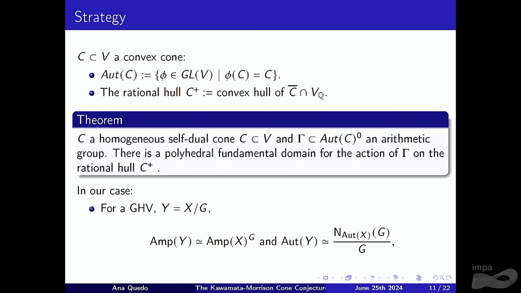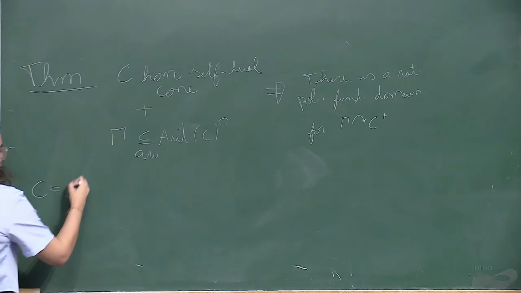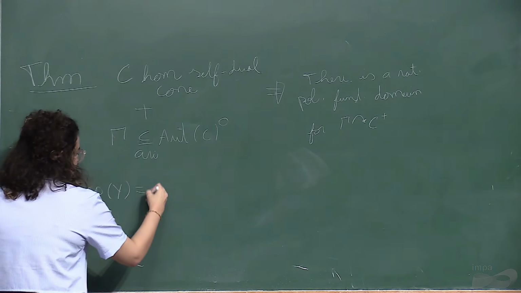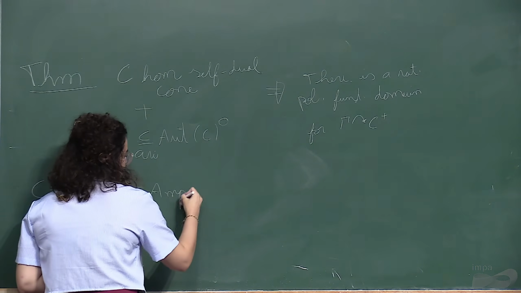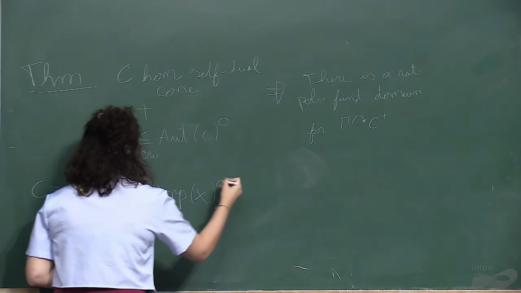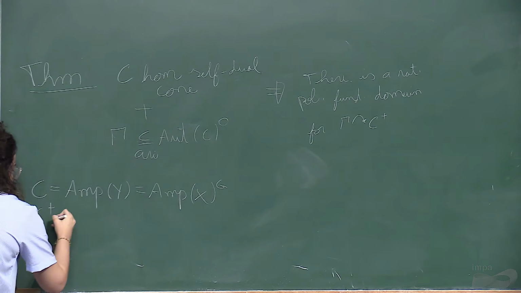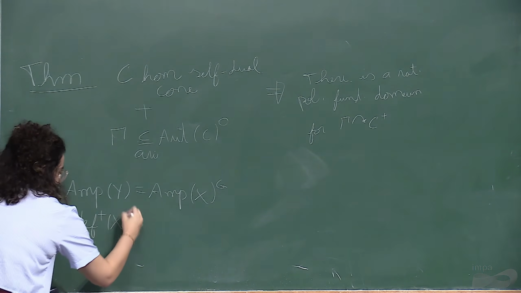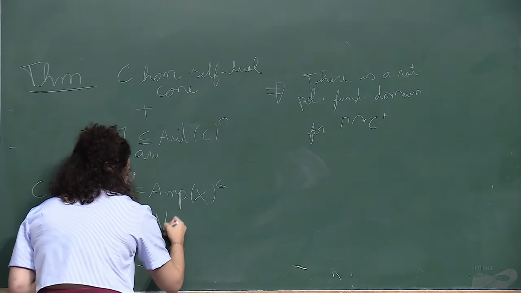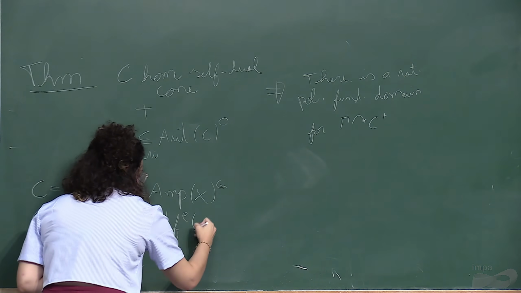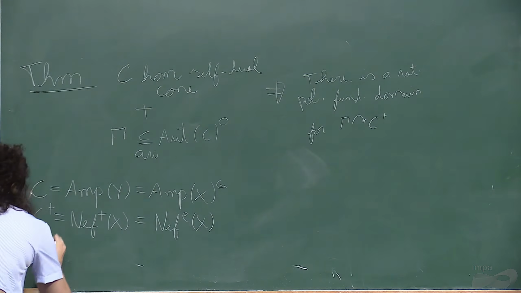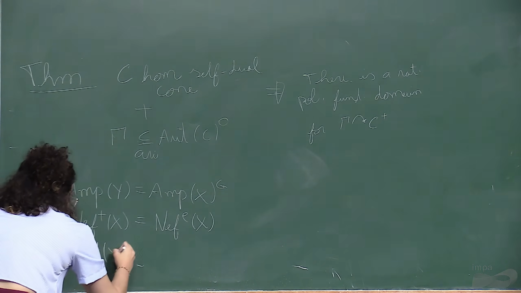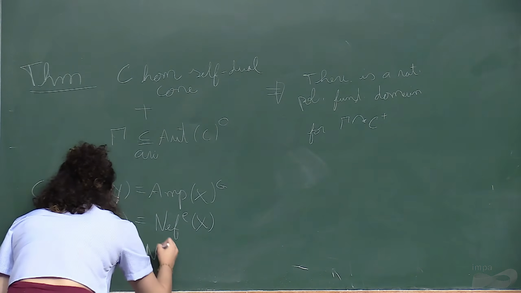And so, for us, our C will be ample Y, which is equal to ample G. Our C plus is NF, and in fact, this is the NF effective already. And our gamma is this guy.